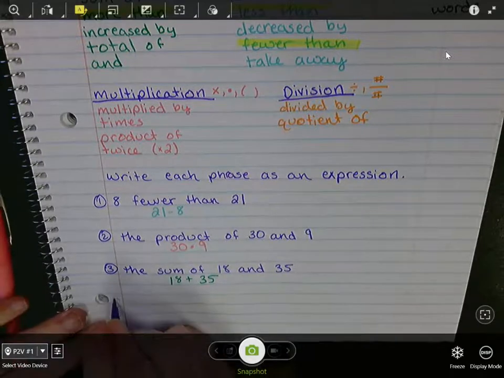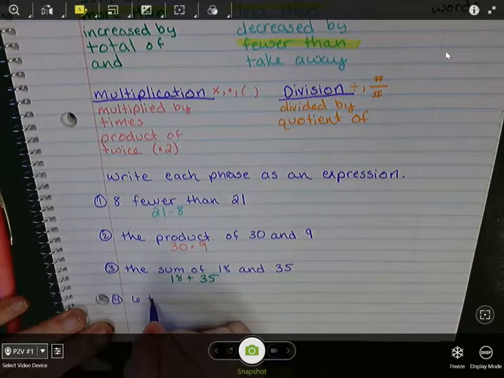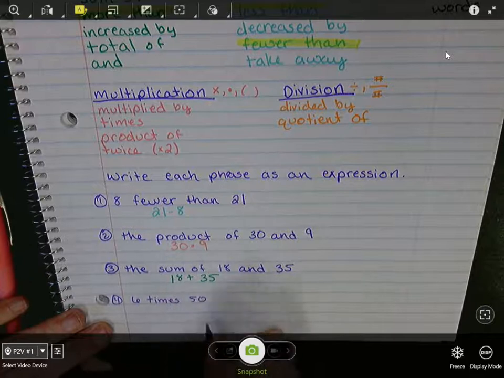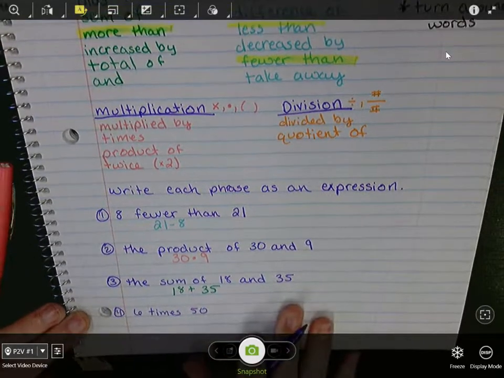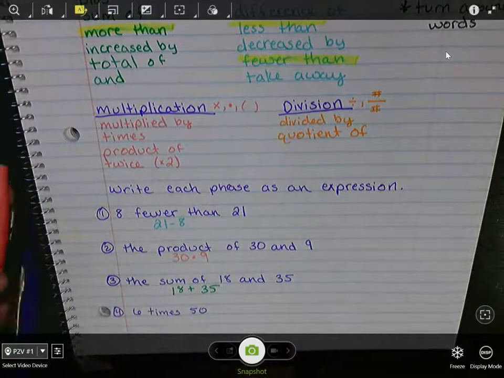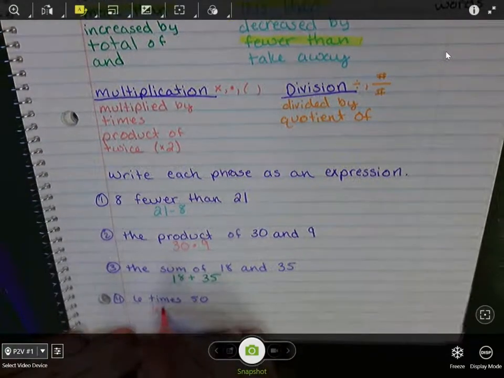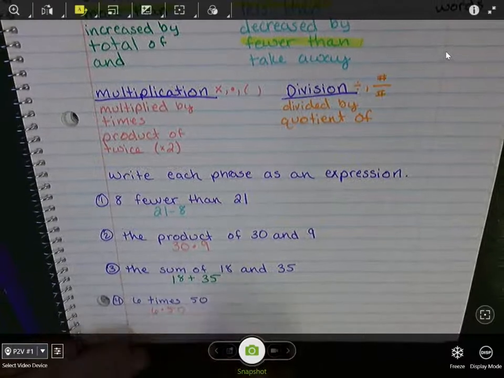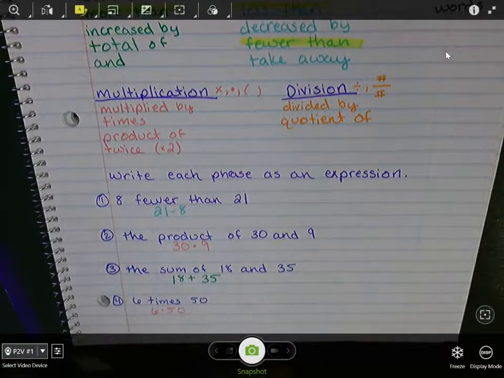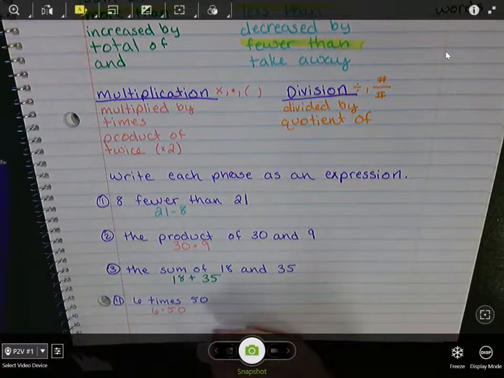And number 4, 6 times 50. Okay. All right, so if I go up here, I find the word times under multiplication. So that means I need to multiply. So I would do 6 times 50. Okay. All right, so those are how you turn a phrase into an expression.